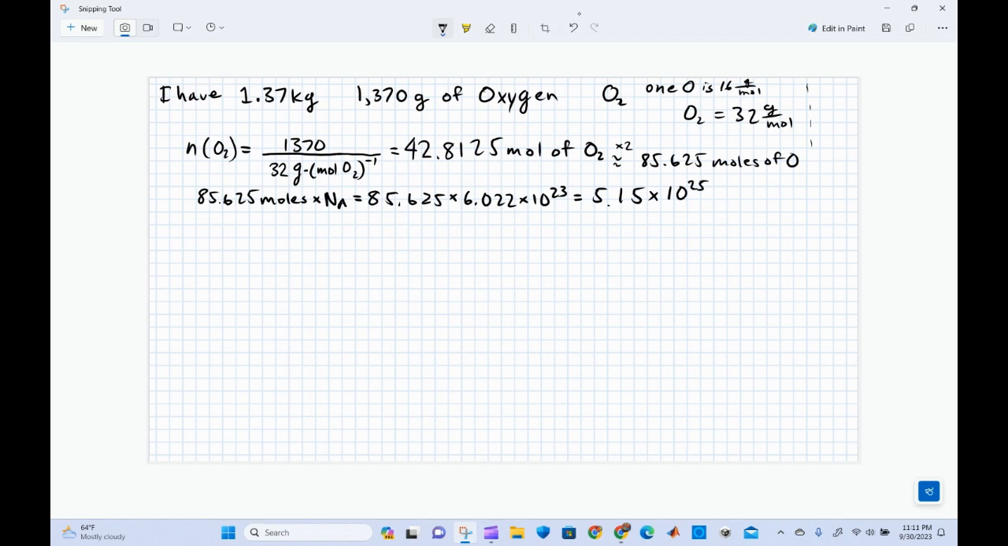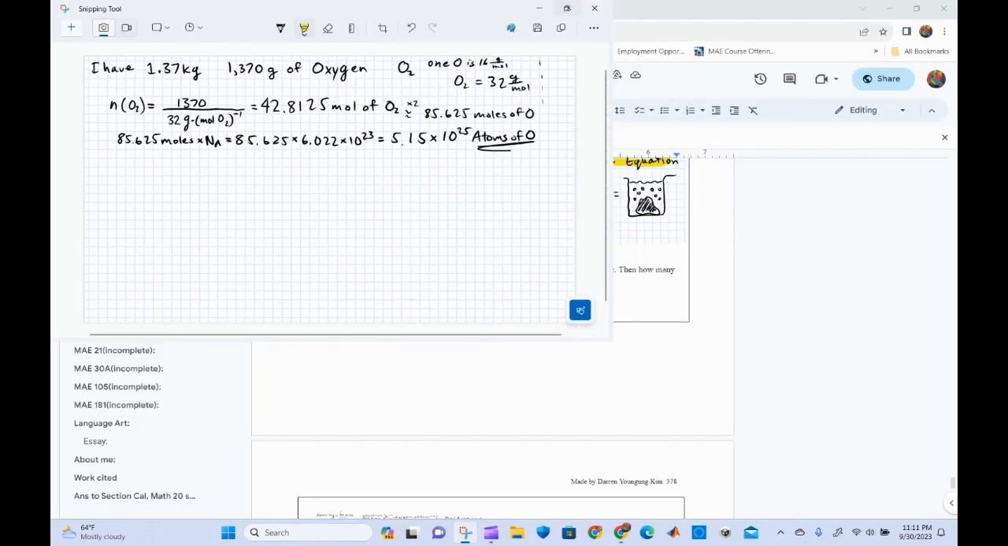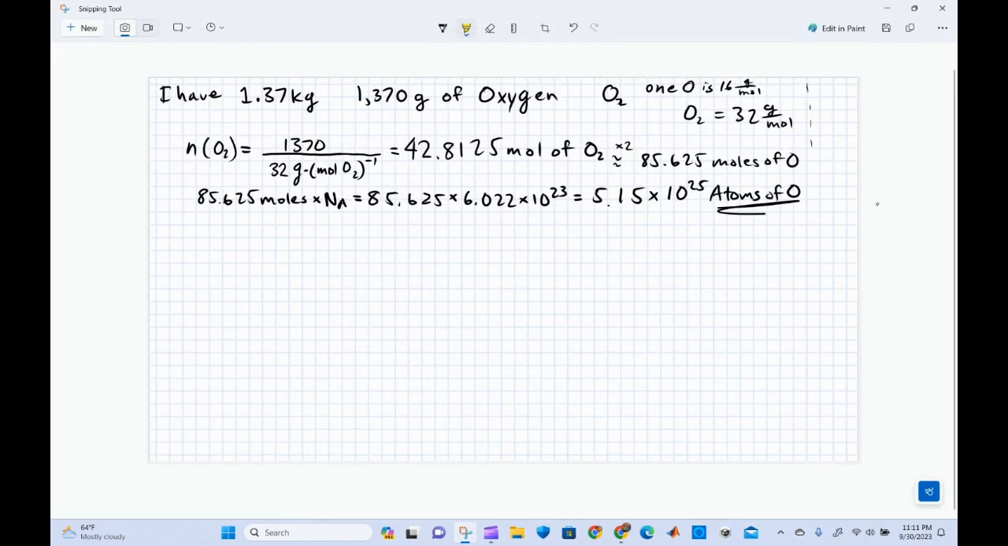But you have to say atoms of oxygen. They care a lot about your units over here. They don't care too much about how you get it, as long as you get the right answer. If you get the wrong answer, then obviously they care.